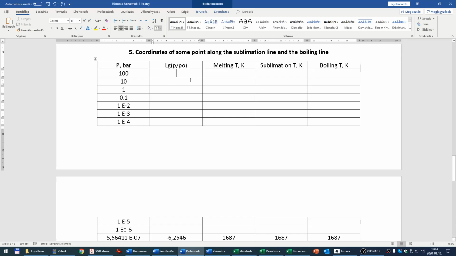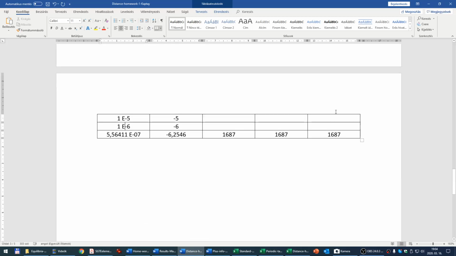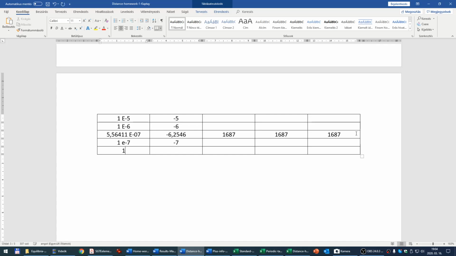Okay, so the log is 2, 1, 0, minus 1, minus 2, minus 3, minus 4, minus 5, minus 6. Sorry, made a mistake here. And now we should also go to lower pressures, such as 10 to the power minus 7, which is minus 7. So this is capital E.